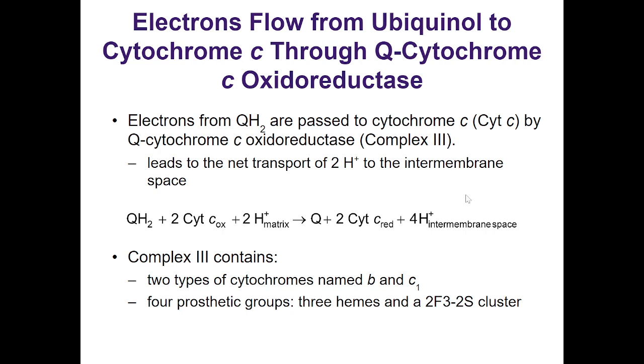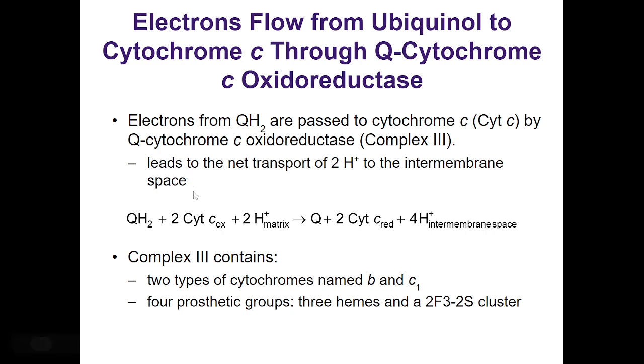So the electrons from QH2, these are going to be passed to the cytochrome C, or site C. This is typically how you're going to see this from now on in every case. Okay? Is everybody comfortable with site C? Okay. This is going to be by the Q cytochrome C oxidoreductase. This is complex 3. So this leads to your net transport of 2 H pluses to the intermembrane space.